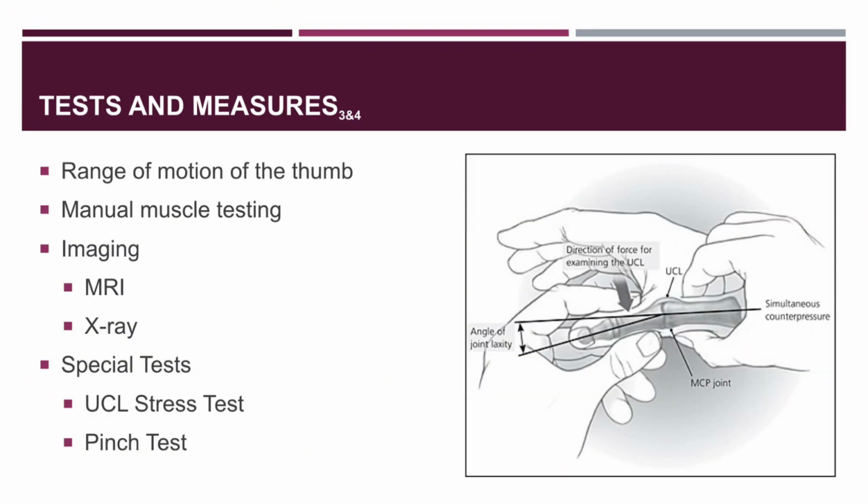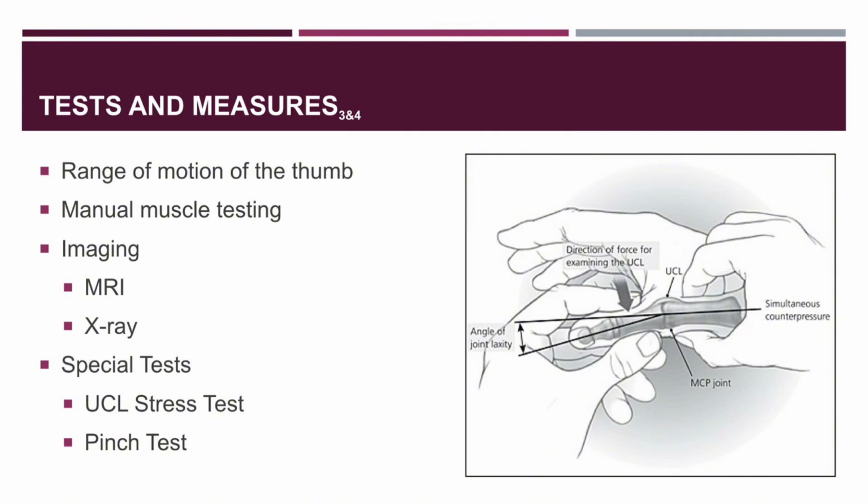So tests and measures. So range of motion may help reveal limited extension of the thumb, particularly at the MCP joint, which can indicate the extent of the injury. And then manual muscle testing is often used to assess strength in the thumb's muscles, such as the flexor pollicis brevis and abductor pollicis, which may be compromised due to the injury. And then you have specific imaging such as MRI or X-rays that can help identify if this is the condition.